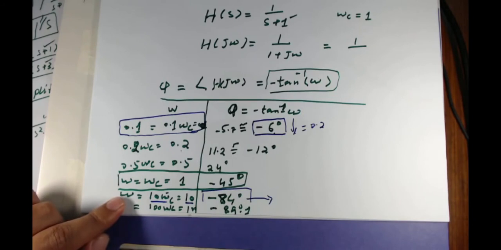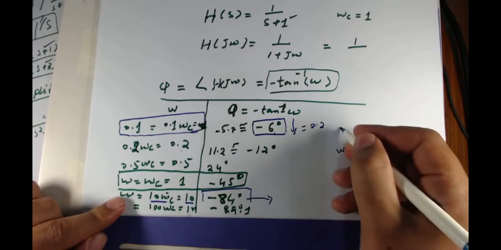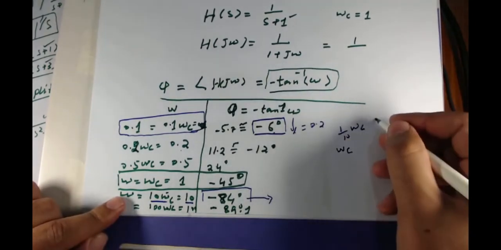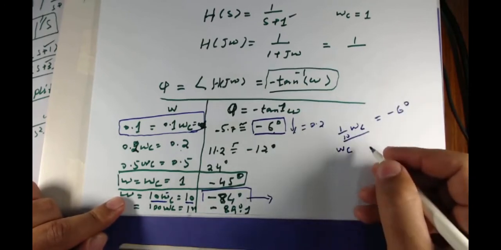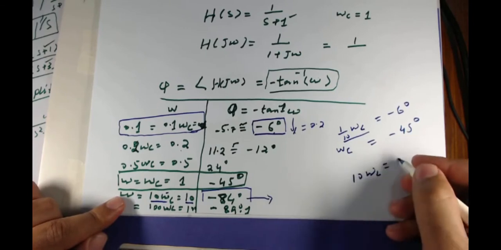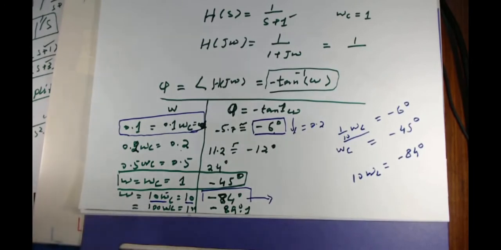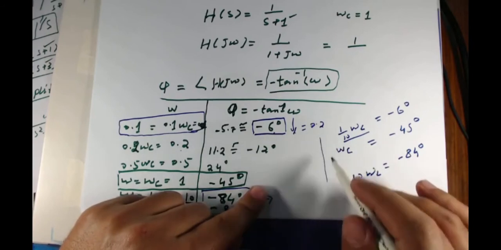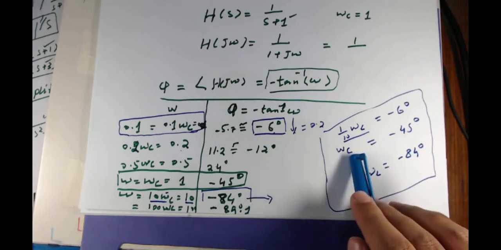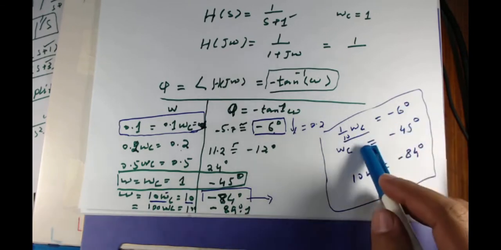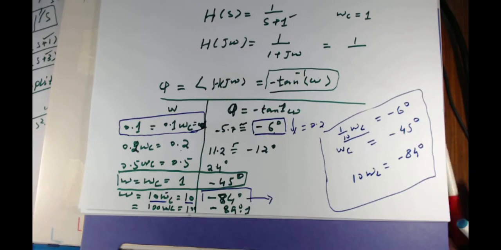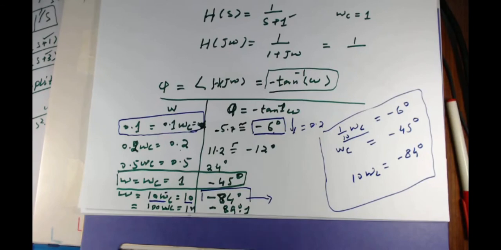So we can draw a conclusion that when we have this omega c and we find 1 by 10 omega c, whatever this omega c is, your angle at this value will be minus 6 degrees. At omega c, this will be minus 45 degrees. And 10 times omega c, this angle will be minus 84 degrees. Whenever you see a simple pole, you can draw these 3 points easily, just by looking at your transfer function. You can say this is omega c, so at omega c our angle will be minus 45 degrees, at 1 by 10 times omega c it will be minus 6 degrees, and at 10 times omega c it will be minus 84 degrees, right? So you can just look at the transfer function and draw these 3 points.